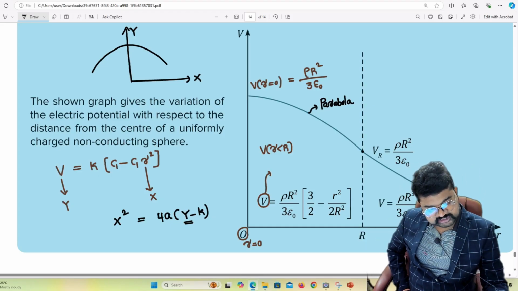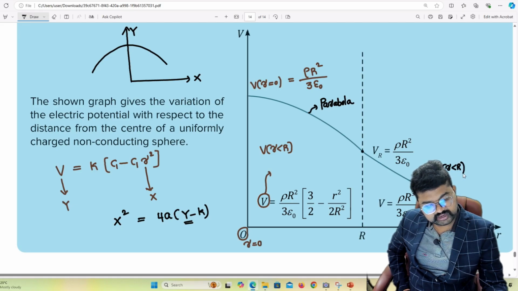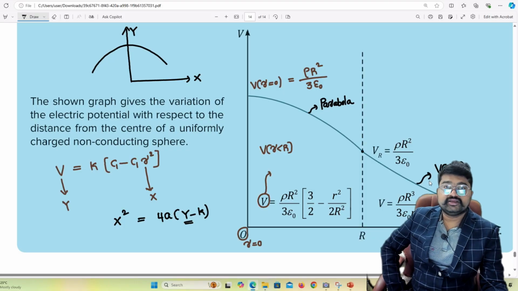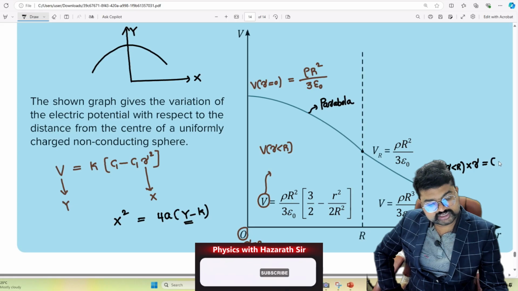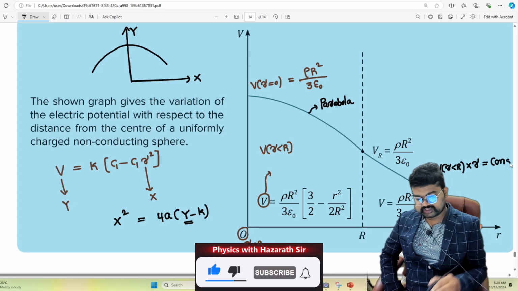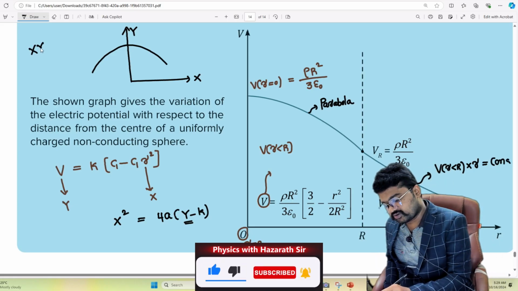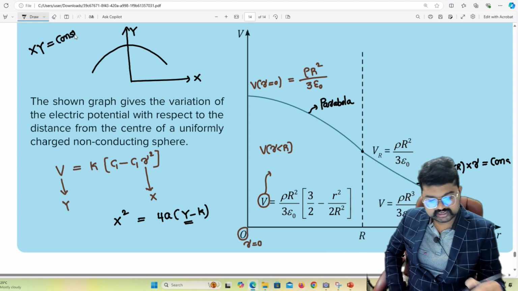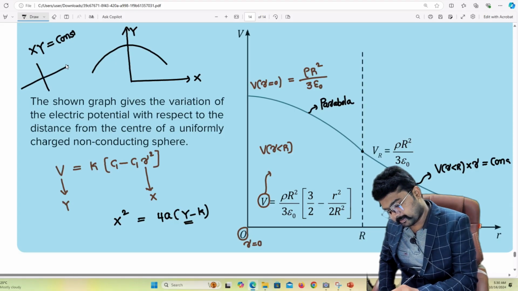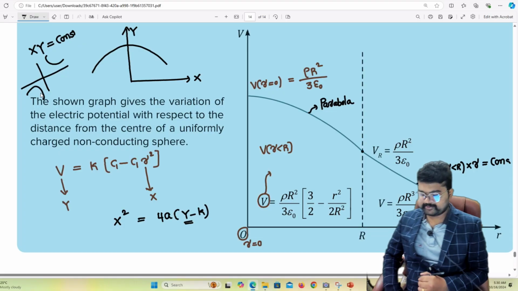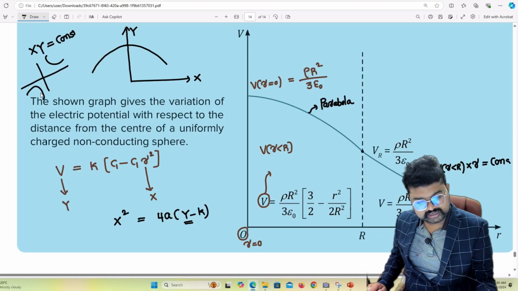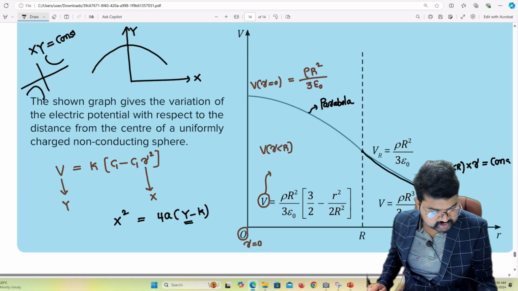This part, how much? V of r for r less than R is inversely related with r, meaning V into r equals a constant. So that looks like xy equal to constant, that is a rectangular hyperbola. Okay, this would be a rectangular hyperbola, understood? You know that this is the rectangular hyperbola.